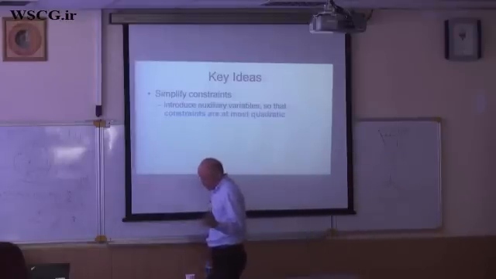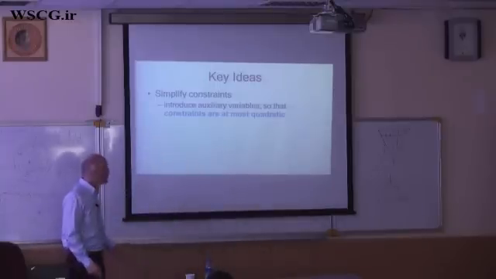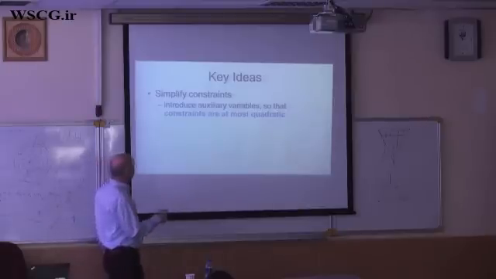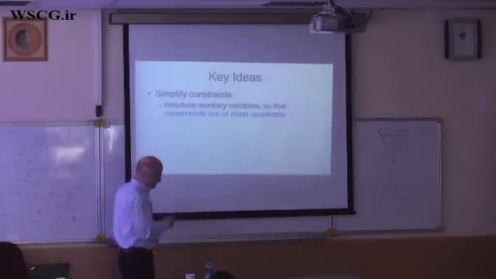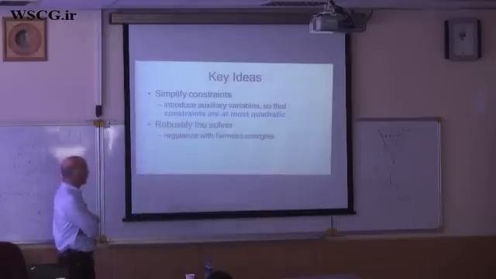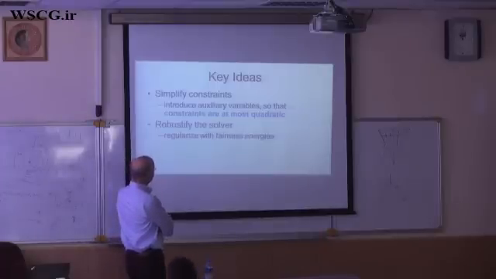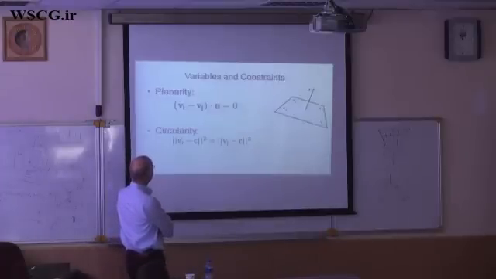If necessary, if a constraint is already nice, we don't have to do it, but otherwise we should introduce new variables so that the constraints are at most quadratic. This means linear or quadratic. These are the good constraints. And then we need to see how we solve this whole thing, and this we'll do later.